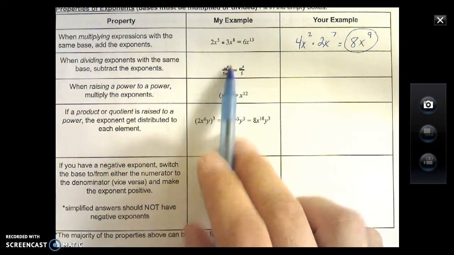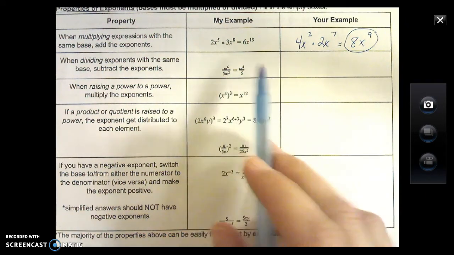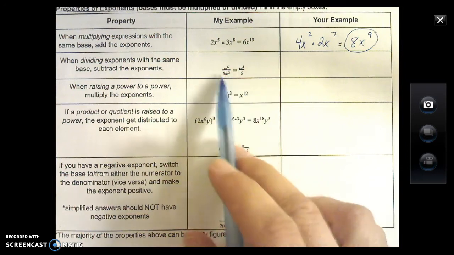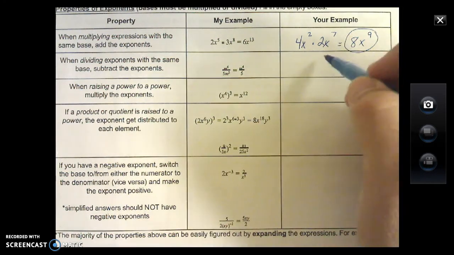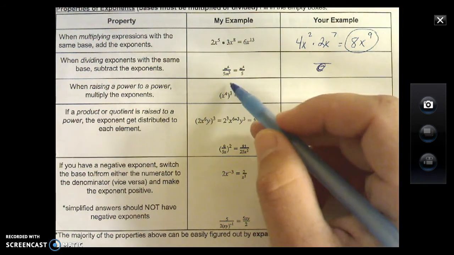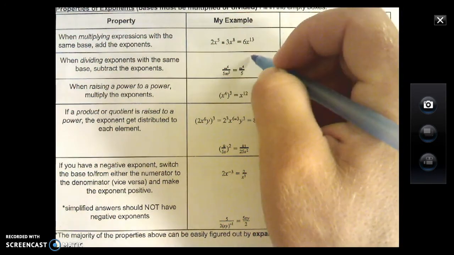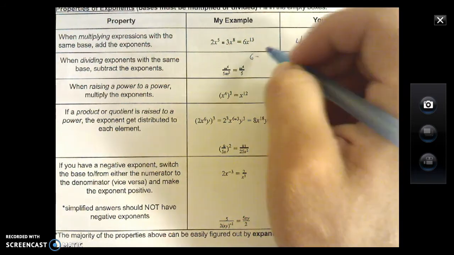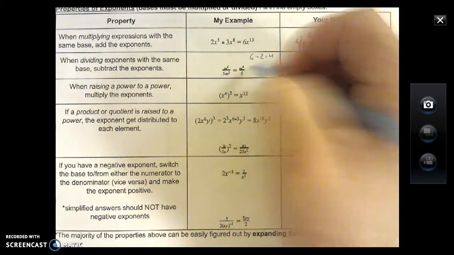Okay, all is well. When dividing exponents with the same base, subtract the exponents. Here I have m to the 6th divided by 5m squared. Okay, so you'll notice I have a 1 on top, so it still stays 1 over 5. But then what I do here is I take my top exponent 6 minus my bottom exponent 2. That gets me 4.